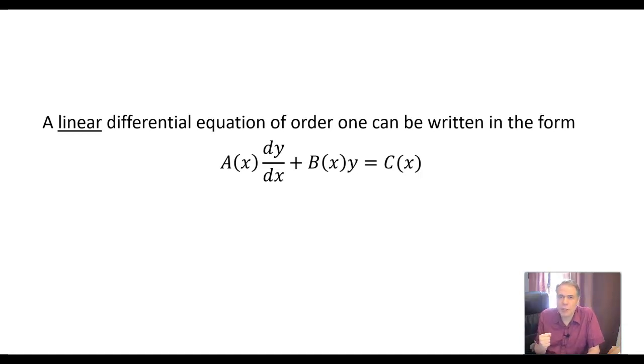Here I am assuming that we're using the letter x for the independent variable and y for the dependent variable. If you're using different letters, adjust accordingly. So you have a dy dx term, you have a y term, and you have a term that involves neither of those. But you don't have y squared, y cubed, the cosine of y, or anything else like that going on with y.